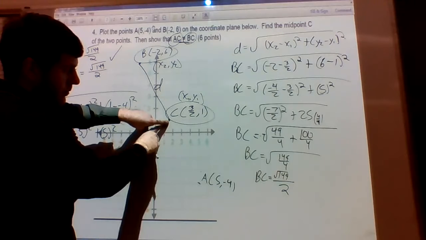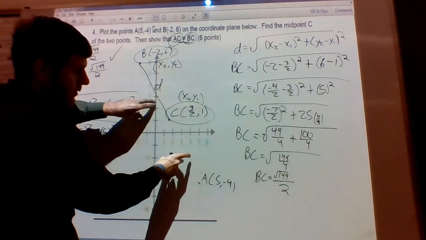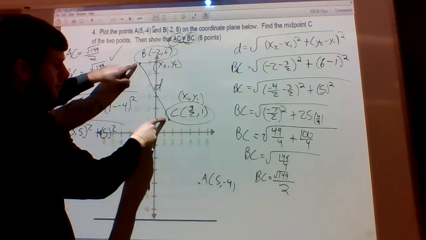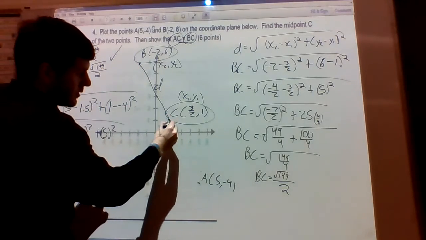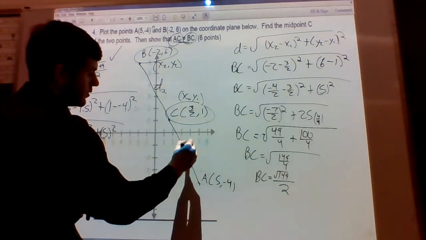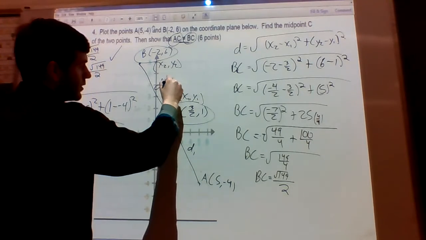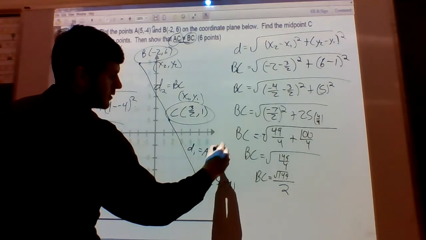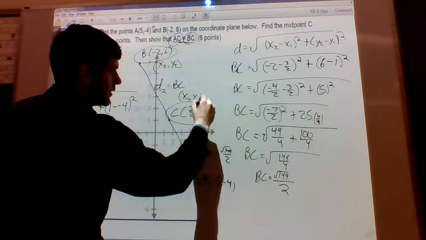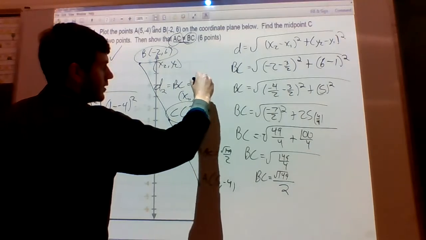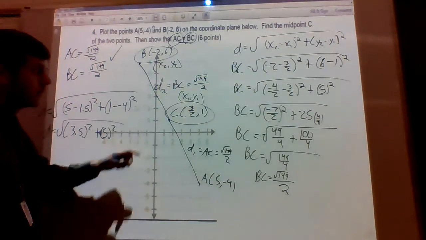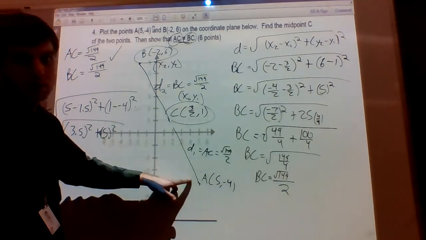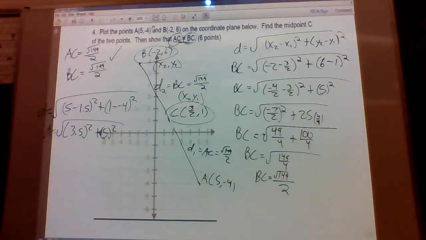Midpoint. Using the midpoint formula, we're just taking the averages. Then they want the distance between AC and the distance to BC, and we show that these two distances are the same. So this was D2 and this is D1. This was BC, this was AC. We found this was square root of 149 over 2, and this was also square root of 149 over 2 units, or whatever.